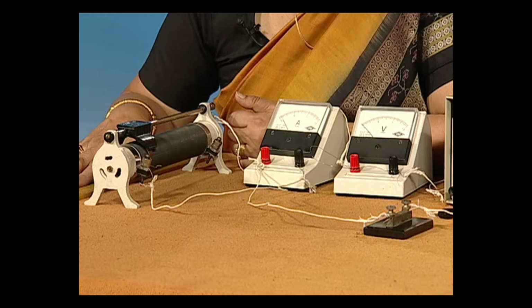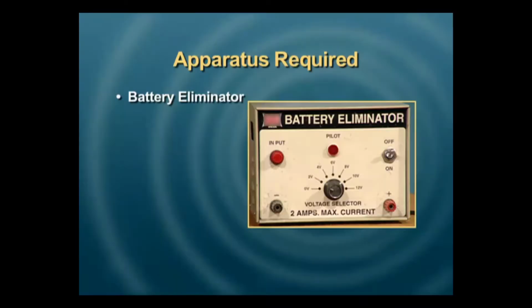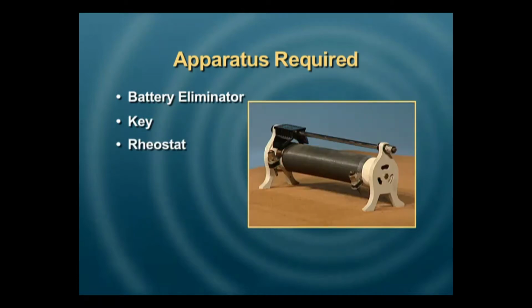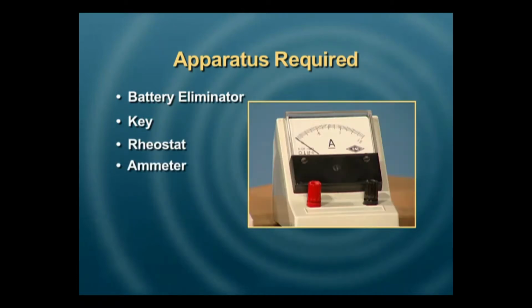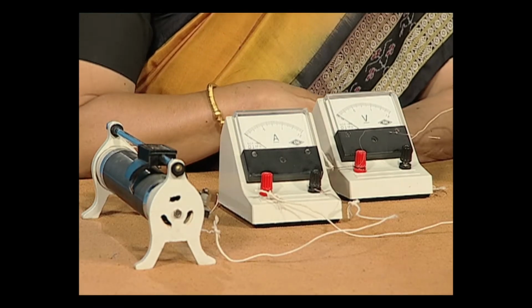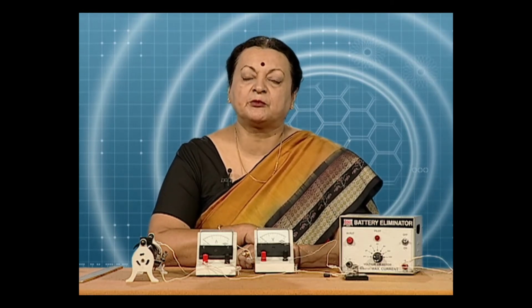In order to do that, we require some apparatus. The apparatus per se would be a battery eliminator, a key, a rheostat, an ammeter, a voltmeter, and the wire in question. What will be the principle of its working? As we have just said, it would be Ohm's law, and what would be pertaining to that? Supposing we say that the potential difference is proportional to the current flowing through it.